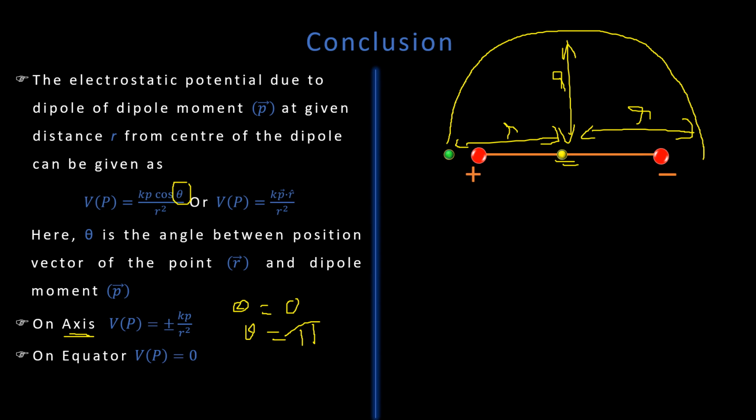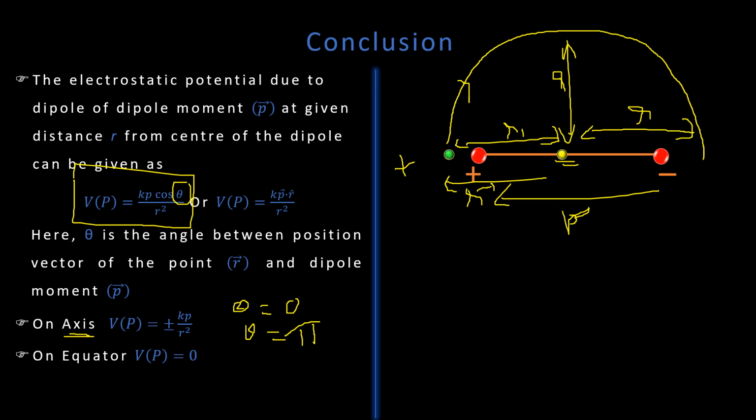In the first situation, this is the dipole moment, and this is the position vector. The angle between P and R is 0. So according to this equation, cos theta is 1, and potential will be plus kp by r square. As you follow this path and come to this point, the angle between R and P will be 90. Cos 90 is 0. So at this point, potential should be 0.